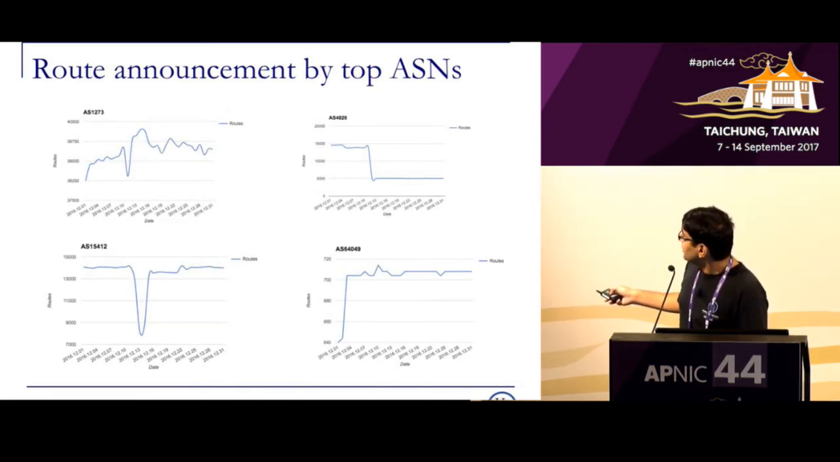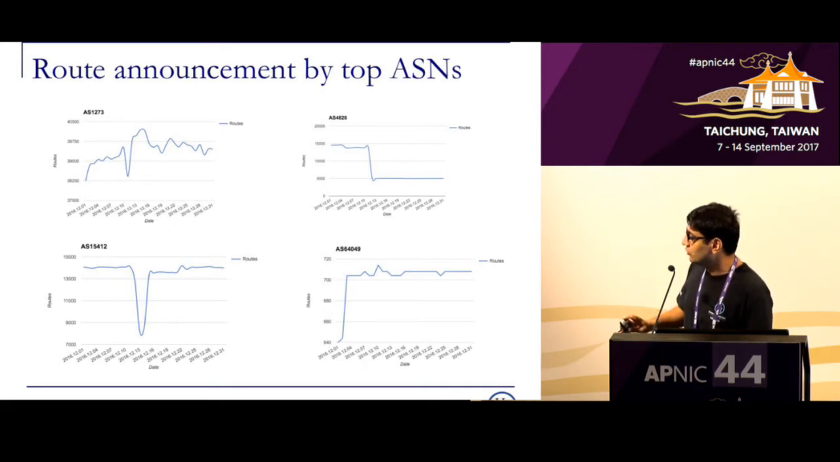Then some of the other top ASNs: AS1273, Cable and Wireless, or Vodafone Global now. They had a jump in the route announcements after a short downfall, giving a sense that some people might be using them as a backup provider.